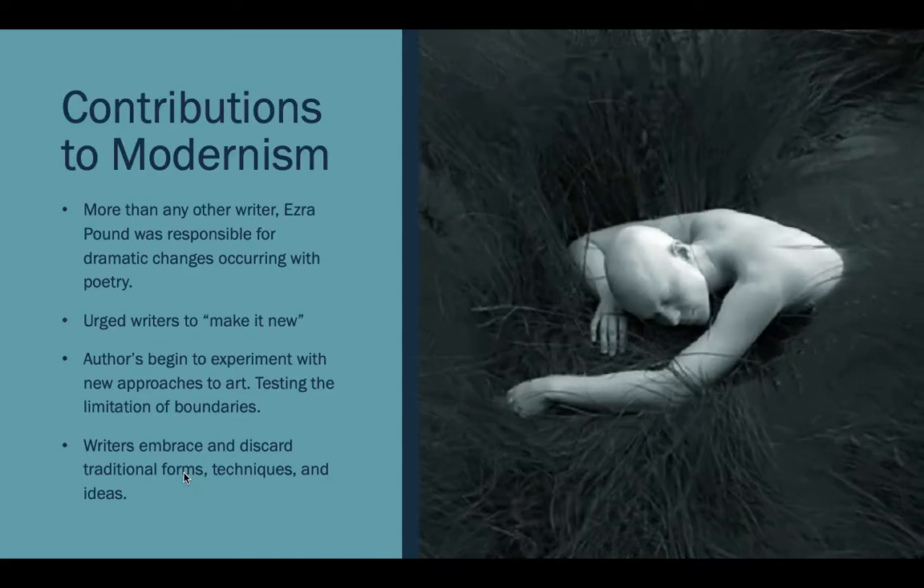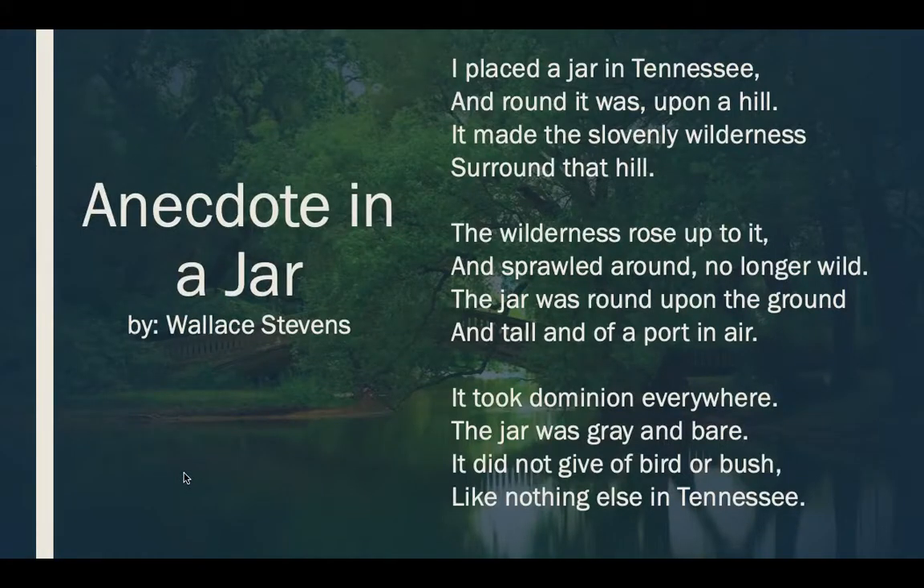And so imagist poetry is poetry that is done to capture the natural image of a moment, right? One of my favorite imagist poems is Anecdote of the Jar by Wallace Stevens.